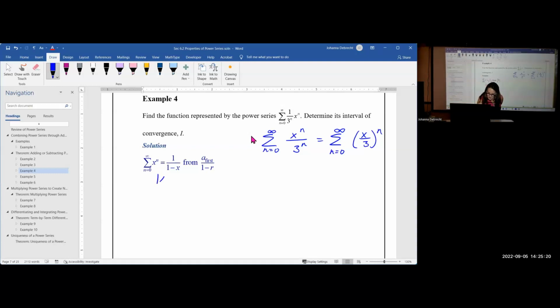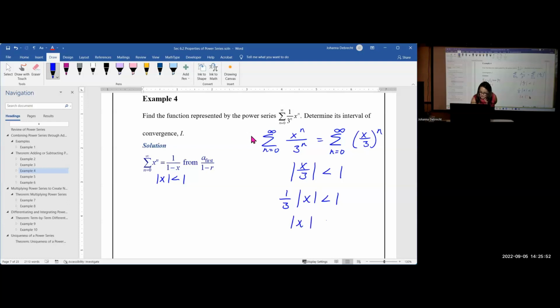And this guy has an interval of convergence, a restriction given by the magnitude of x less than 1. So coming over here, all we need to do is take the magnitude of x over 3, replace x with that, and set that less than 1. Now again, the absolute value of 3, so you can split this as 1/3 times the absolute value of x less than 1, multiply both sides by 3.